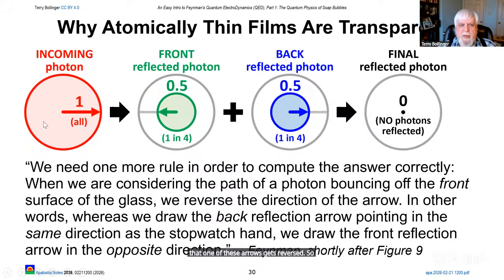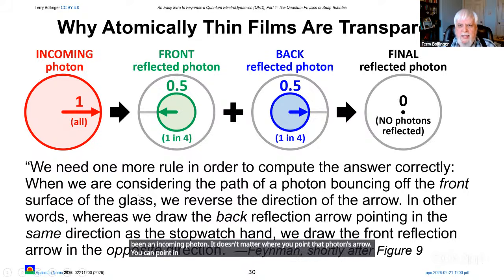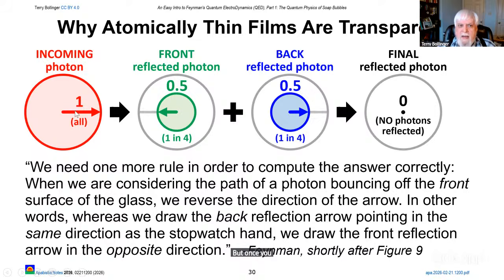So he just starts out and says, I've got an incoming photon. It doesn't matter where you point that photon's arrow. You can point it any way you want to. That's the arbitrary nature of the phase, what they call the phase. But once you set it, you have to keep with it.